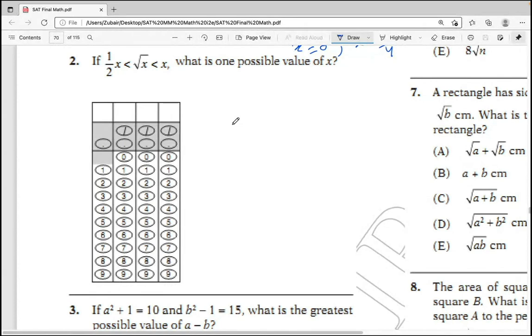You remember how to solve these? These are two different inequalities, to solve one by one. 1 by 2 x less than square root of x is one of them, and the other is square root of x less than x. We will split them and then solve.